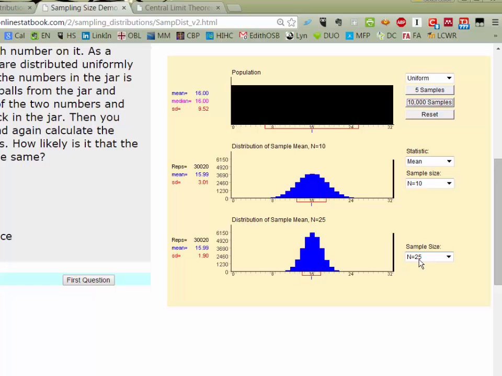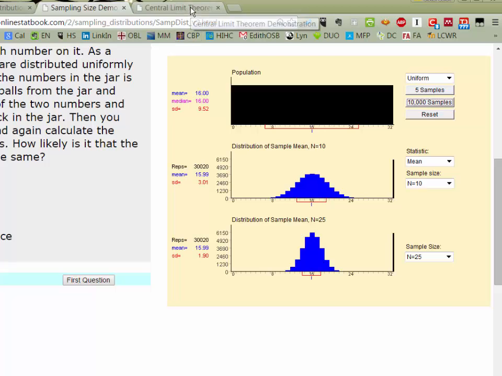When I've got 25 scores, it means there are 24 of them that could balance off one of the extreme scores. If I got a score from one end or the other end of the distribution in a sample size of 10, there are fewer to balance it off. So as the sample size gets larger, the dispersion in the distribution of sample means becomes smaller.